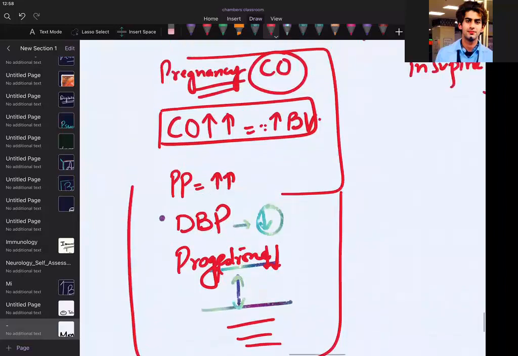Okay, so remember, diastolic BP will decrease. So pulse pressure is increased, but diastolic BP decreases. Okay, so remember, BP in total will decrease. Okay, are we clear? So the rest you can relate from the back.